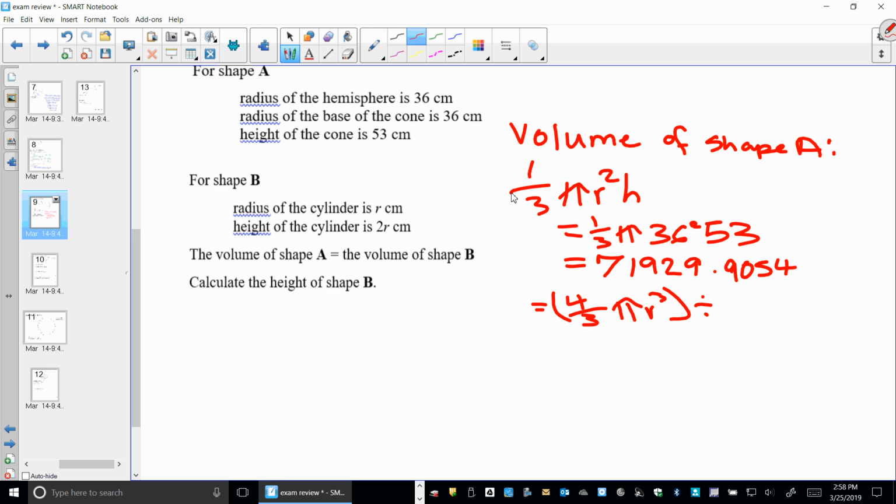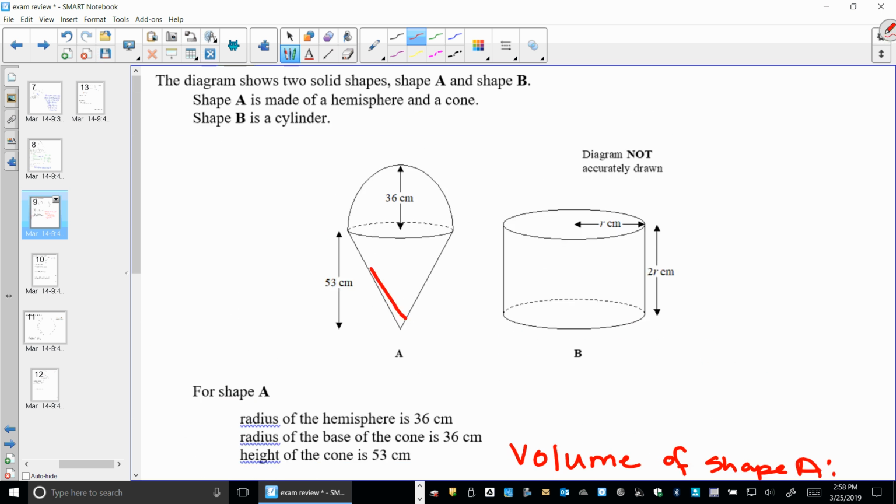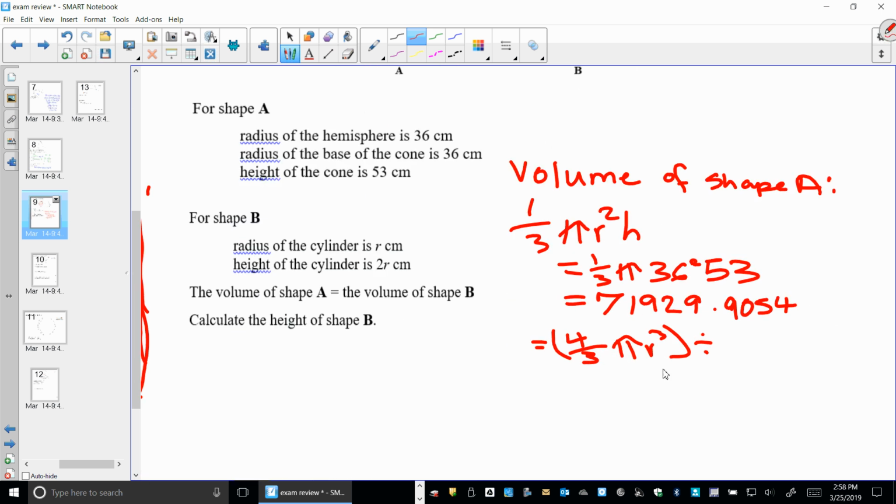Okay, look at shape A. If we look at shape A, do you want me to scroll up? See here? So she's finding the total volume of shape A. Just now, the thing I did, I found the volume of the cone. And now I'm finding the volume of the hemisphere, so I'm going to divide by 2. So there's a half.